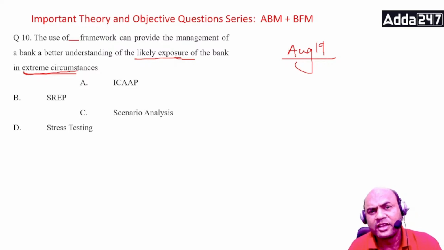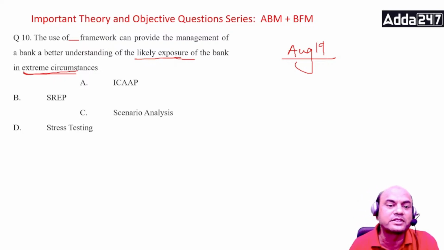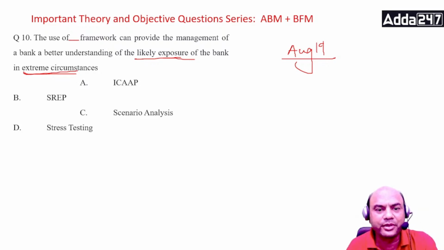The other one is back testing, which is a regular thing. Coming back, the use of the dash framework will help the bank to look into the extreme issues. So what are these? ICAAP, SREP, scenario analysis, and stress testing.